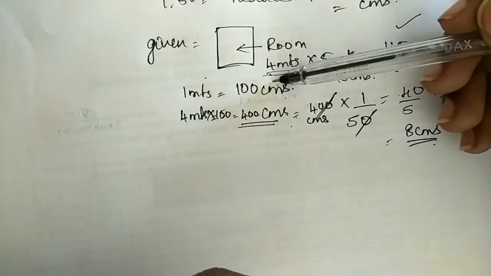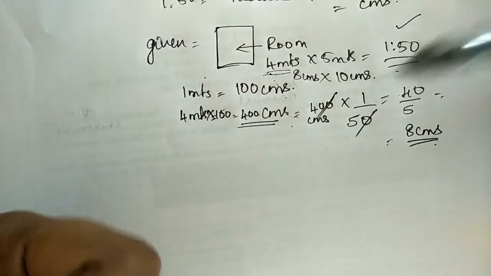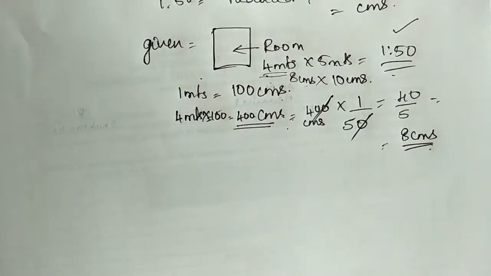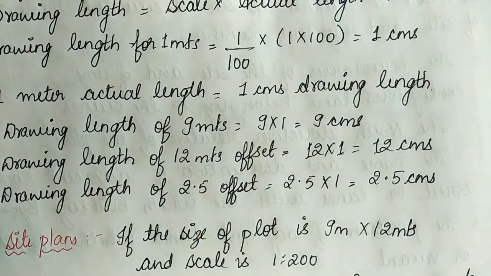ओके, 4 मीटर है तो इसको आप डबल करोगे, कितना हो गया 8. 5 अगर है तो डबल करोगे. Same if it is 6, it will be double of 6. 6 + 6 is 12 centimeters. Like this you are going to do it. Okay, so this is all about 1:50 scale.